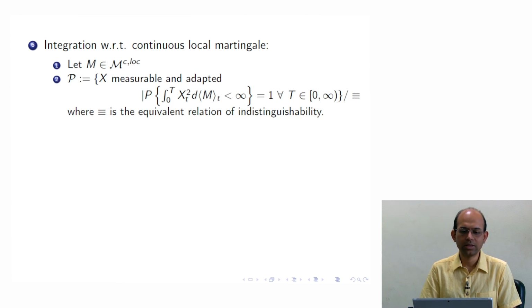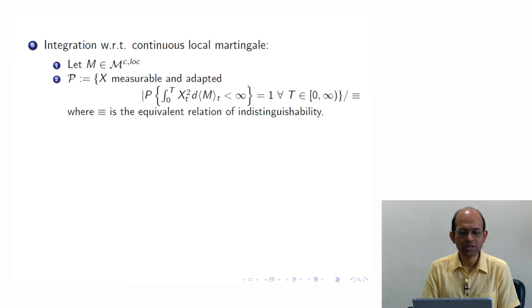If M is in MC-loc, a continuous local martingale, we would consider the class of integrands X that are measurable and adapted, and such that the probability that the integral of X_t squared d<M>_t from 0 to t is finite is 1. Remember that when we obtained the class L of M, we took the expectation of this random variable and required that expectation to be finite. However, here that is a very strong condition to impose.